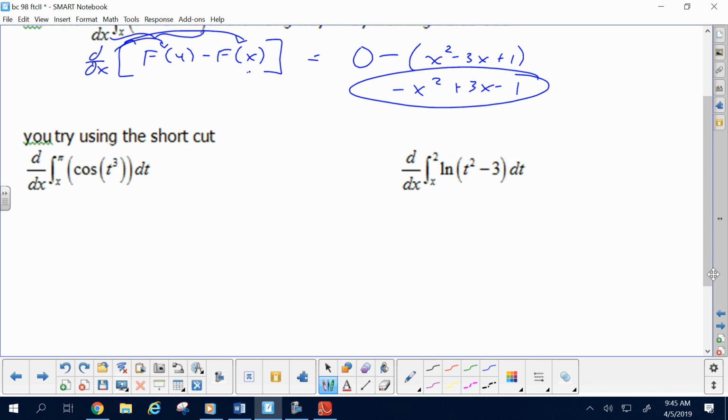Listos? Sí, estamos listos. The first one, what is it? Negative cosine of x cubed. And another? Okay. All right. Obviously, I'll pause and say there's no plus c. These are definite integrals, so you should never have a c anymore. Sometimes I'll see it. You down?